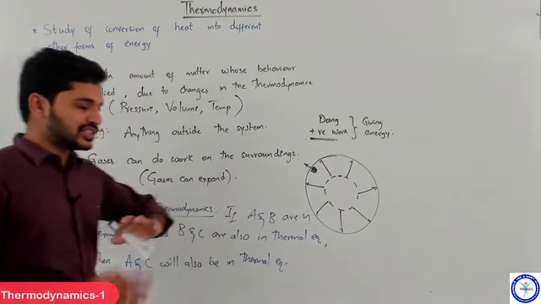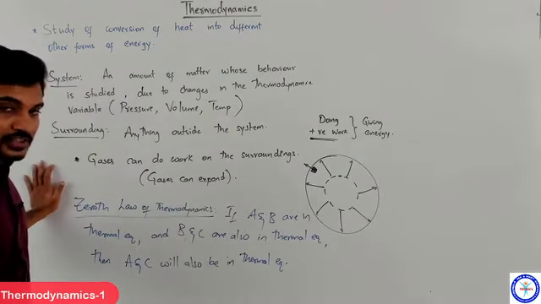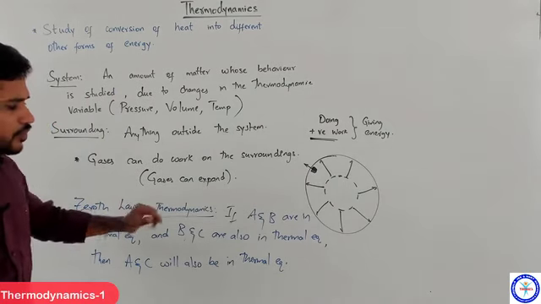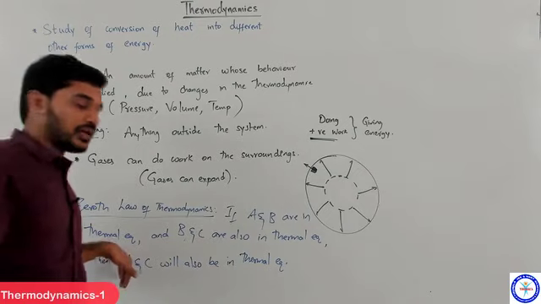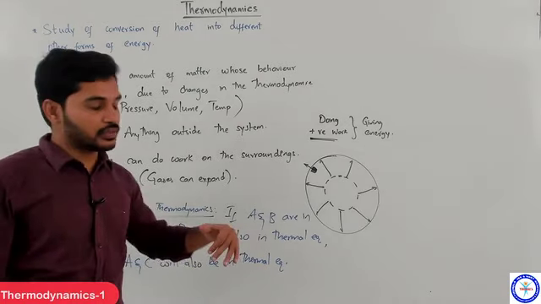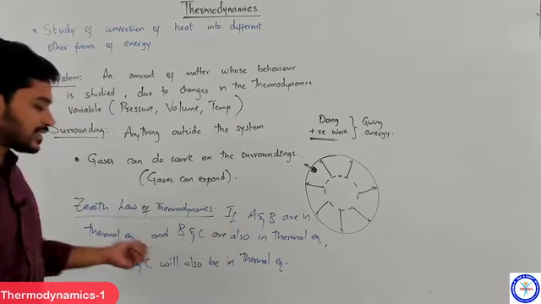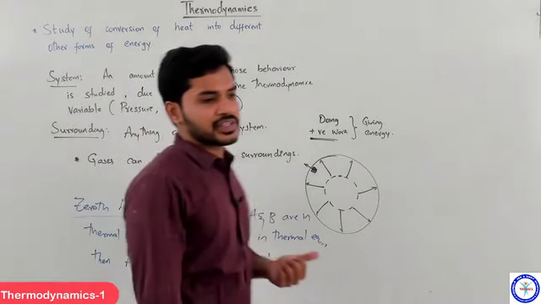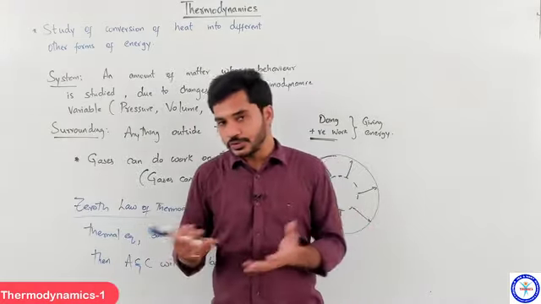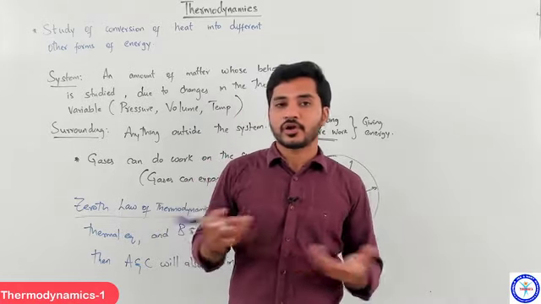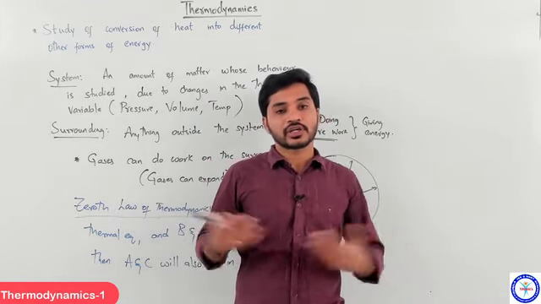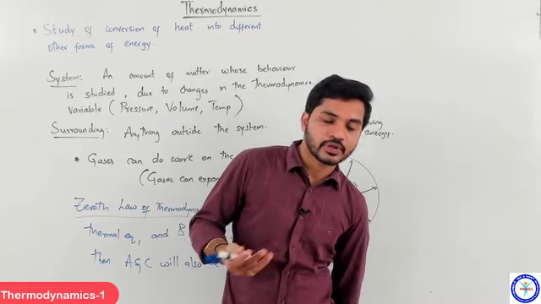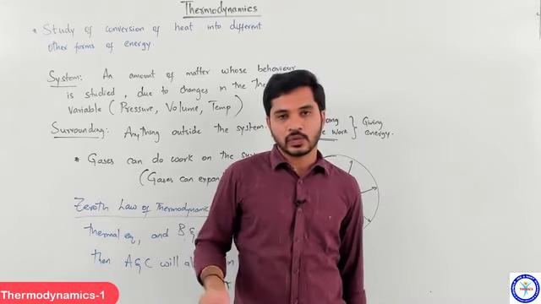Okay, students. Now we'll see the zeroth law of thermodynamics. It is a very simple law which basically states that if A and B are in thermal equilibrium and B and C are also in thermal equilibrium, then we can say that A and C will be in thermal equilibrium as well. Clear? Thermal equilibrium basically means two systems which are in contact with each other do not exchange heat between them. And the reason why they do not exchange heat is because their temperatures are equal, right?